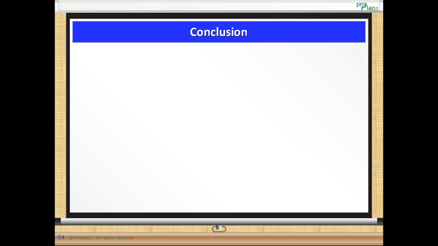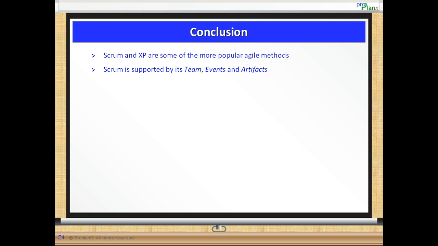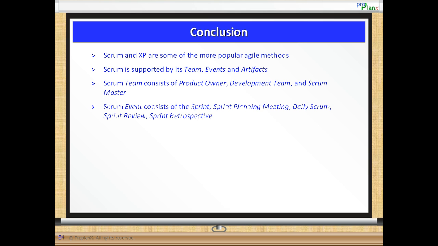Conclusion. Let us summarize what we learned in this Agile Methods chapter. Scrum and XP are some of the more popular Agile methods. Scrum is supported by its team, events, and artifacts. Scrum team consists of the product owner, development team, and Scrum Master. Scrum events consist of the sprint planning meeting, daily Scrum, sprint review, and the sprint retrospective. Scrum artifacts include product backlog, sprint backlog, and the increment.